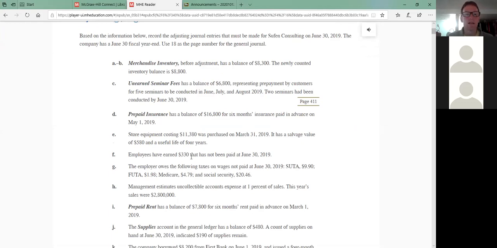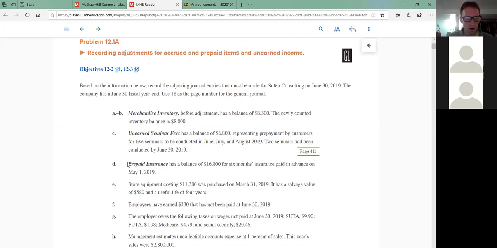I'm going to do select adjusting entries from this particular problem. This problem does just about all of them that you'll have to do on the exam or the quiz as well. So again, 12.1a, I've got this up. If something's not making sense to you, chime in or send me a chat as I'm talking, and I'll go back and do it.